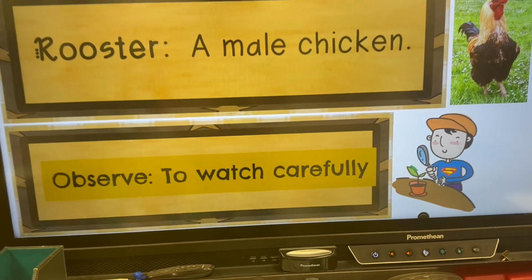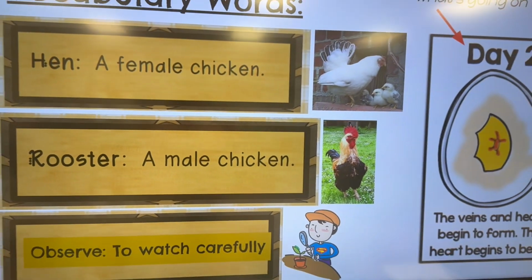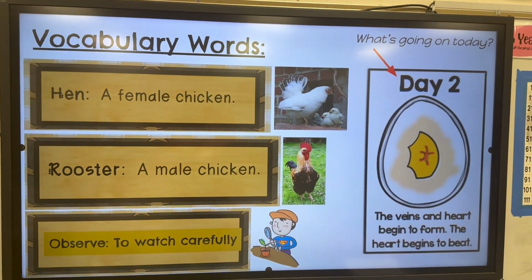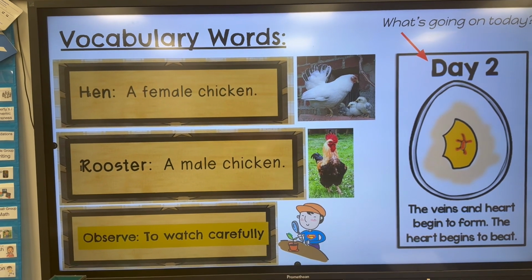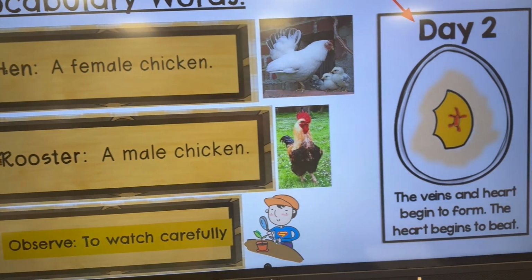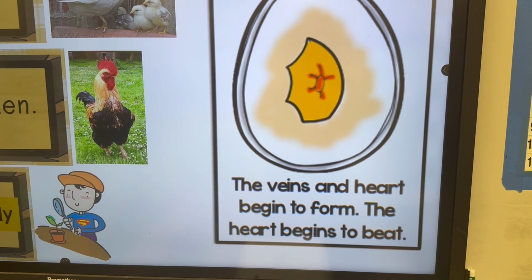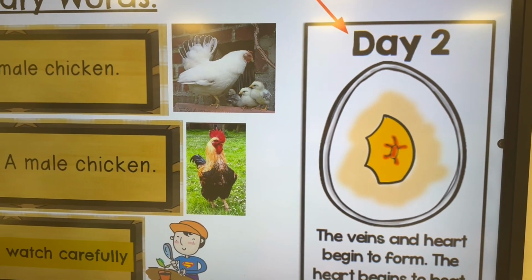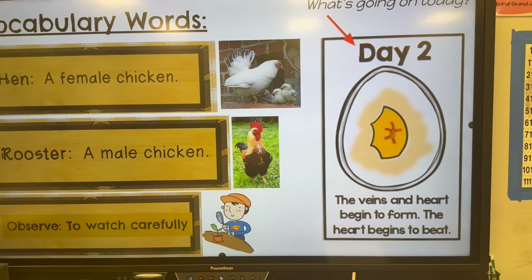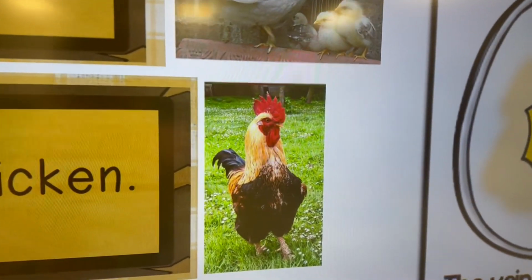The third word for today is to observe. We've talked about this a lot during the year, making observations. Big, juicy word to use in your writing today. To observe means to watch carefully. On day 2, the veins and heart begin to form and the heart begins to beat. Isn't that amazing that just on day 2 out of 21 days, the heart is already beating? Amazing. So today when you do your writing, that's what you're going to be writing about.